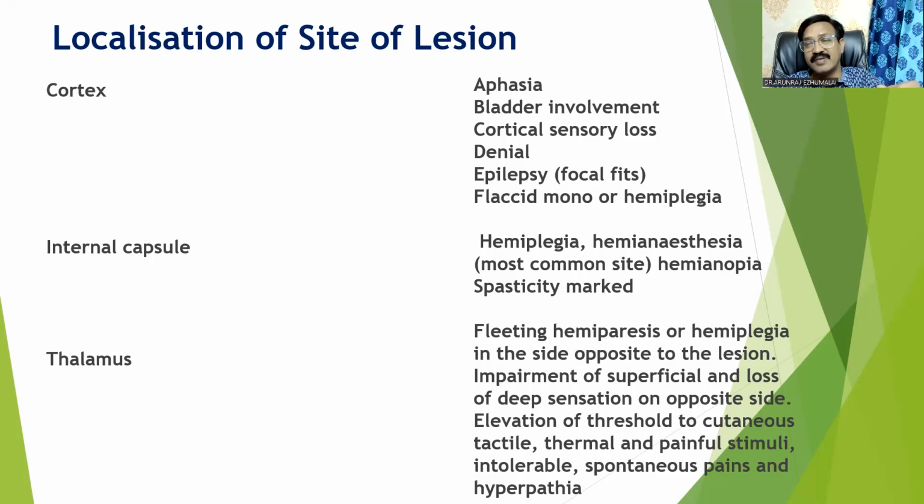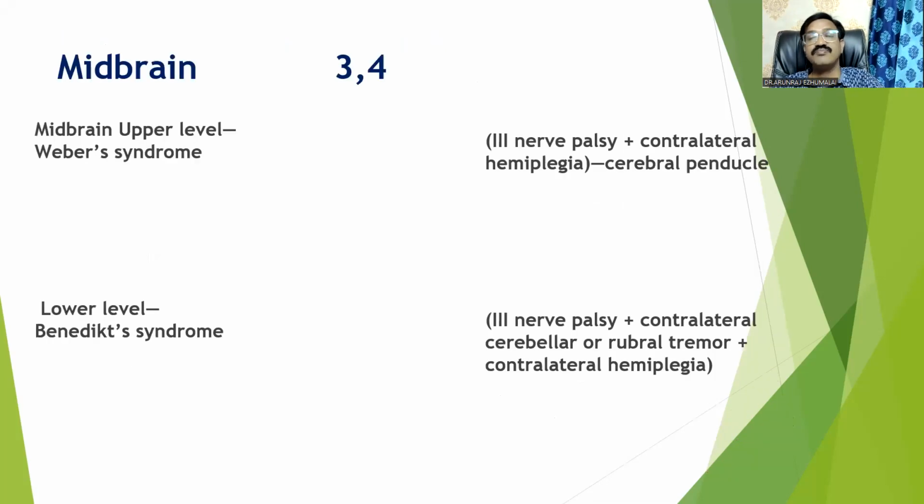Another differential point is that in an internal capsular lesion it will be a dense hemiplegia, while in a thalamic lesion it will be a fleeting hemiparesis. The weakness will be only 4/5, 4+/5. So in a thalamic lesion, hemiplegia and hemianesthesia will be there, but the weakness won't be so marked. It will be a fleeting hemiparesis with pain and hyperpathia. When there is pain in the hemiplegic area, always suspect a thalamic lesion as the cause.